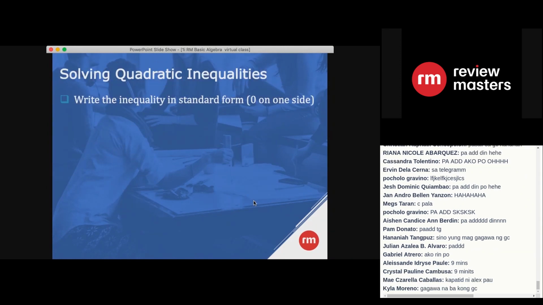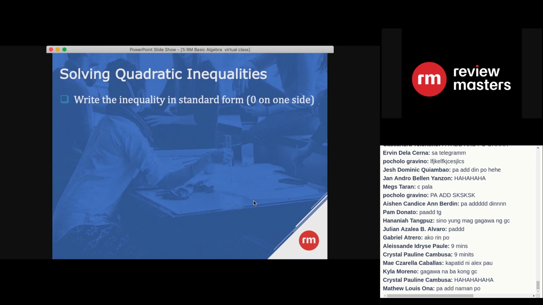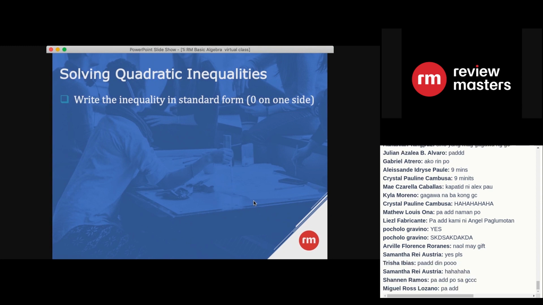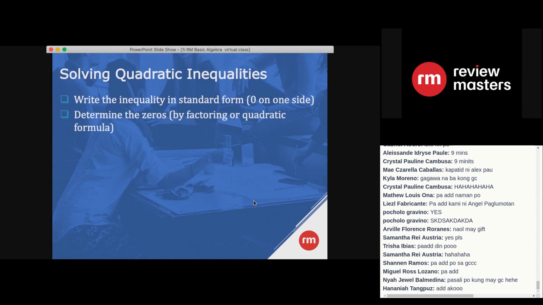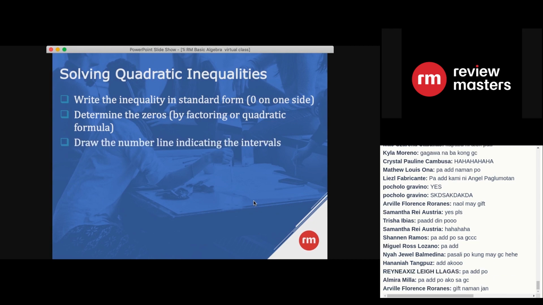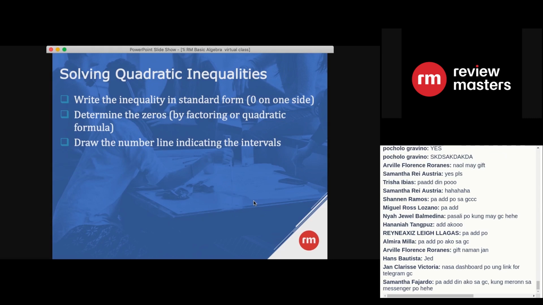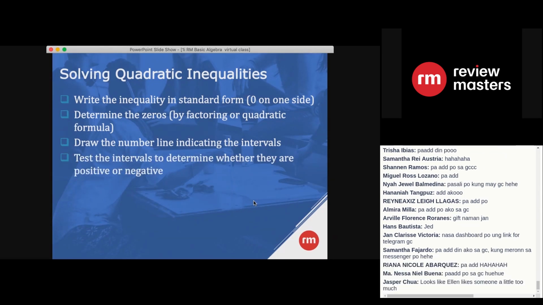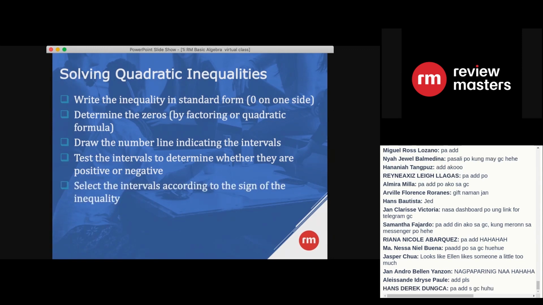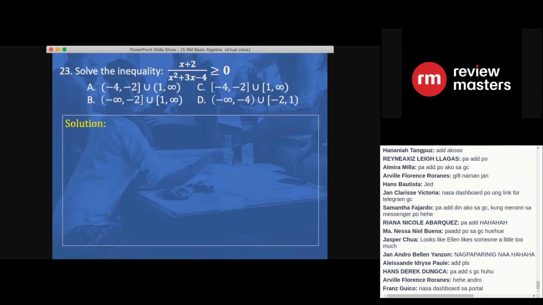How do we solve inequalities? Write the inequality in standard form, meaning 0 on one side and all the rest on the other side. Determine the zeros. So yung zeros yan by factoring, no? Or quadratic formula. Draw the number line indicating the intervals. Test the intervals to determine whether they are positive or negative. Select the intervals according to the sign of the inequality. Write the solution in interval notation. Okay, this is an example.